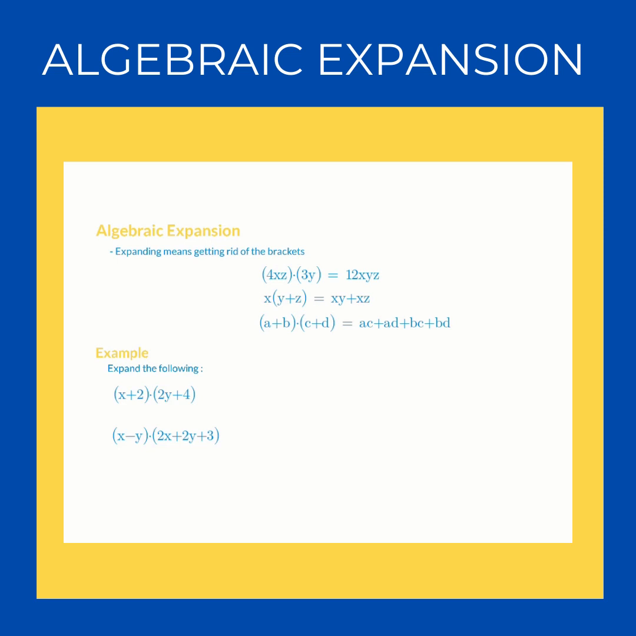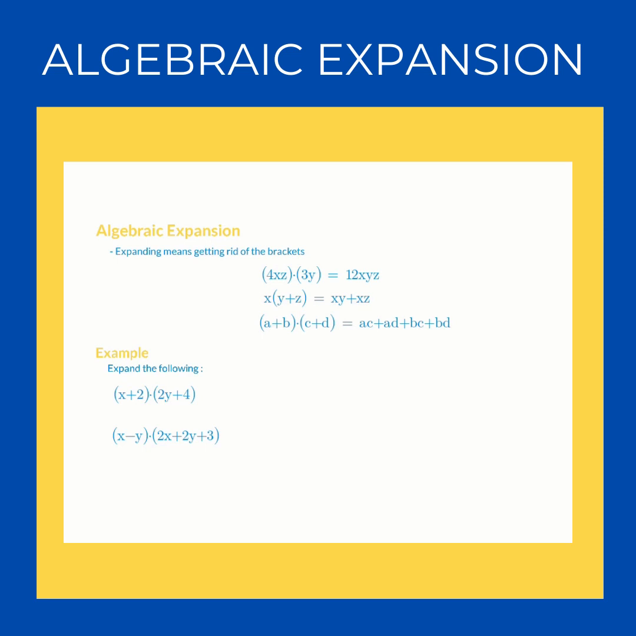In the last example, I have (a plus b) times (c plus d). So here I will multiply first a times c, which is ac, then a times d, which is equal to ad. Then I multiply b times c and the answer is bc, and finally b times d, which is equal to bd. So the final answer in this algebraic expansion is ac plus ad plus bc plus bd.